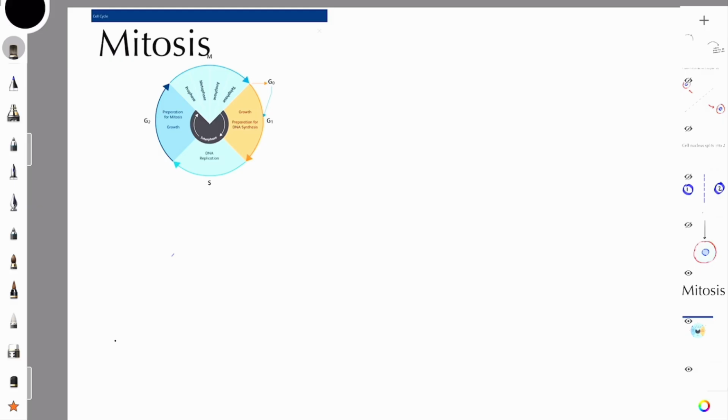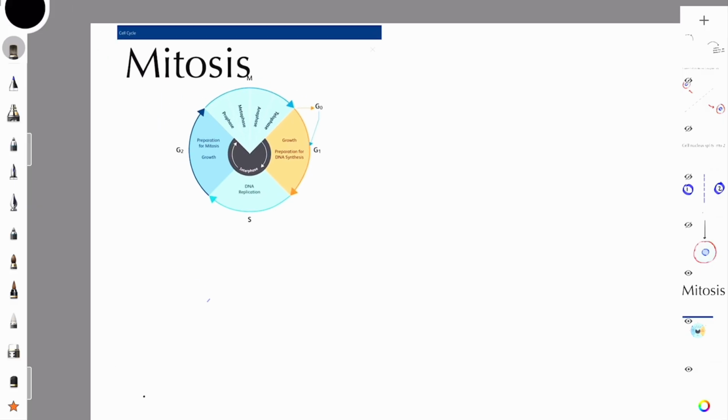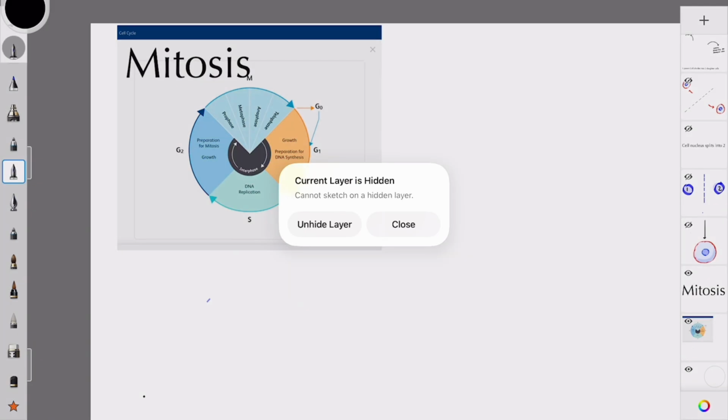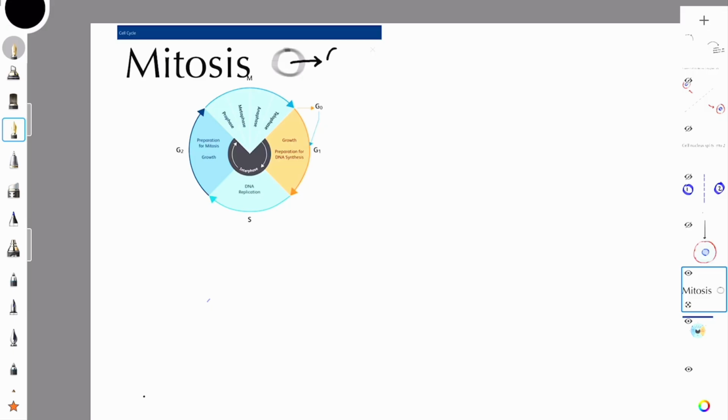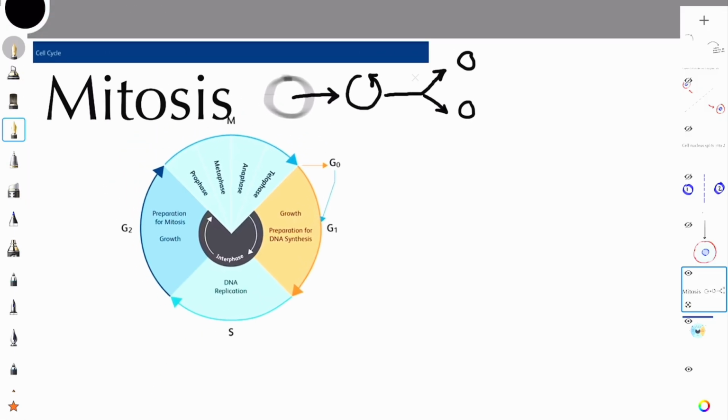cells. So we are going to be talking about mitosis today. And what does mitosis mean? Well, essentially it means that we are going to take a cell, and we are going to send that cell through something called a cell cycle. And that cell is then going to split into two identical cells. And we call this process mitosis.